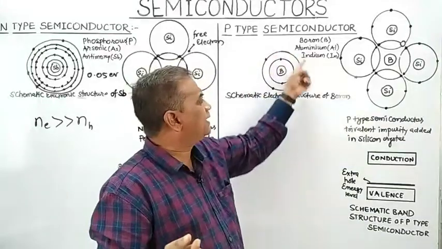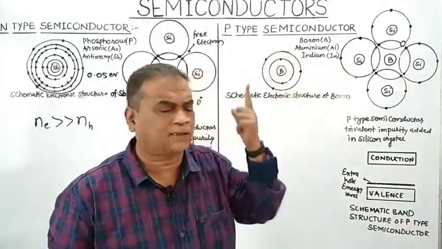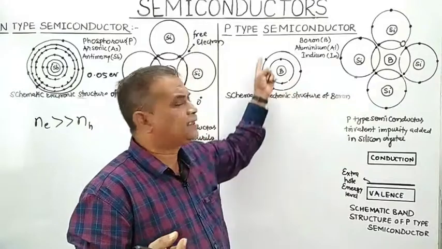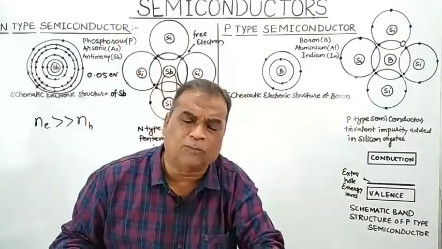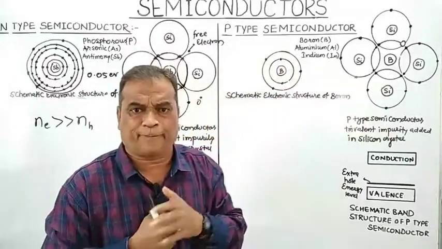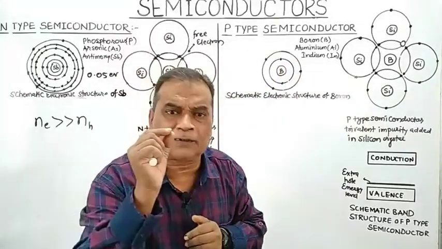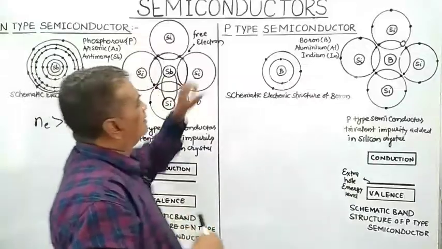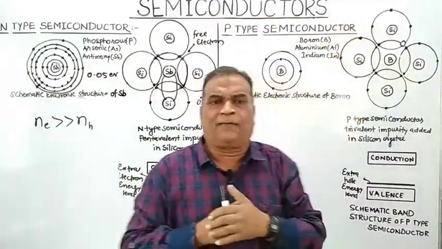How many valence electrons are there as far as boron is concerned? Because boron has only 3 electrons in its outermost orbit, one can say that the valency of boron is 3. Now let us see how to construct a p-type semiconductor.